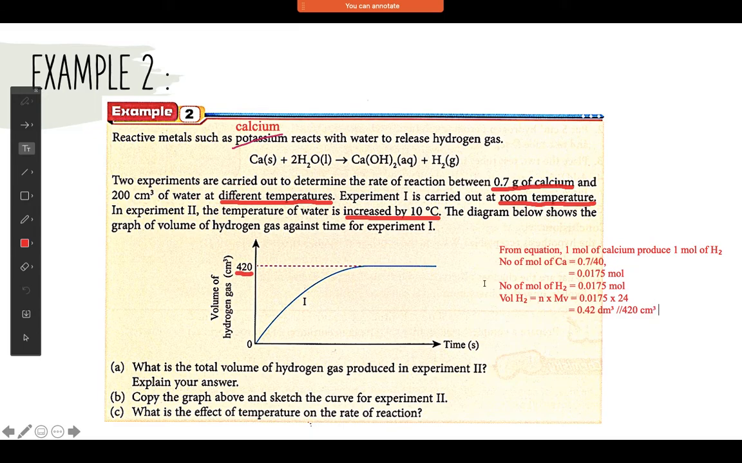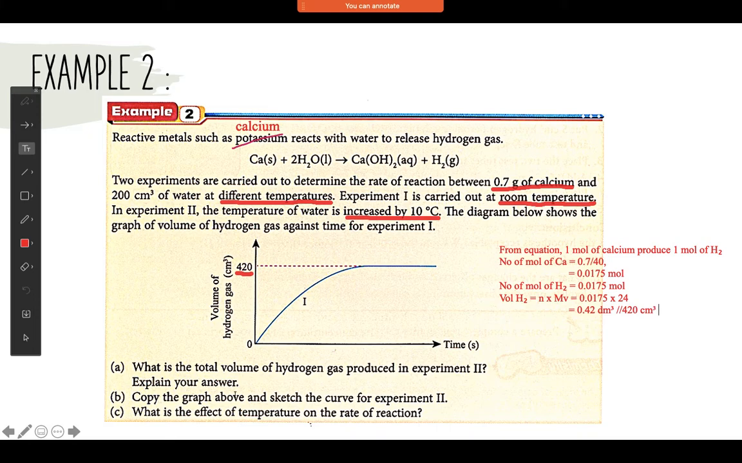Okay, jadi kita nak tahu whether in experiment tu the volume of hydrogen gas produced sama ke beza. So tengoklah dia bagi tahu 2 experiments carried out at the same 0.7, masih lagi same number of mole of the calcium. Jadi kita expect the volume of the hydrogen gas produced also the same. So reason awak, the same mass of calcium are used. Jadi the same number of mole of hydrogen gas is produced. So the volume of the hydrogen gas produced also the same. Sama je lah ni, 420 cm3.